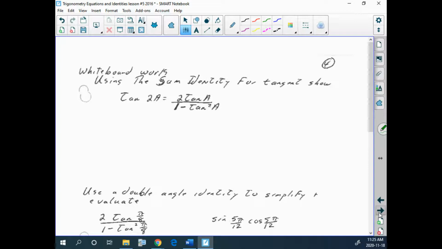Now, I'm going to give you a couple minutes to prove tan 2a is equal to this. Start with the idea that tan 2a is a plus a. Start with that identity, or that idea.